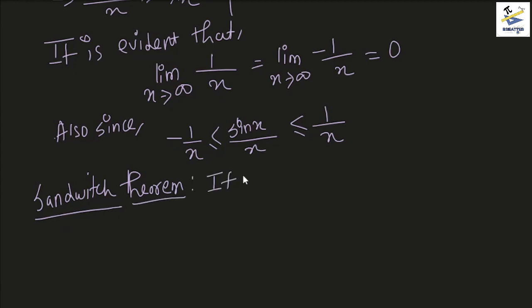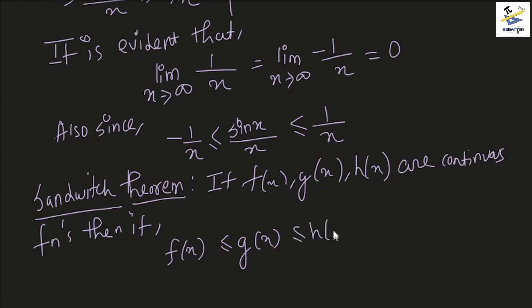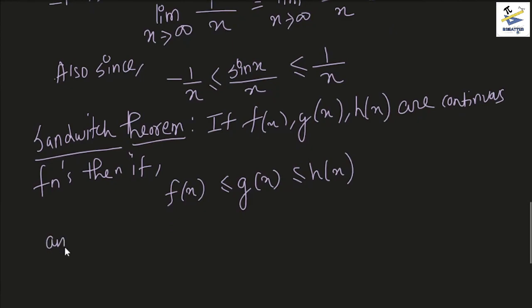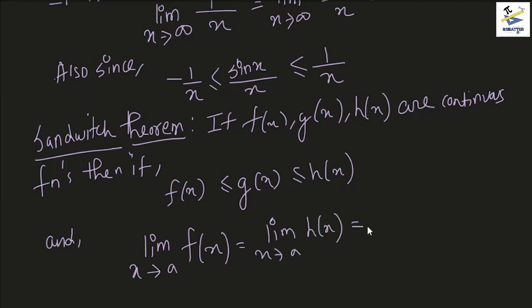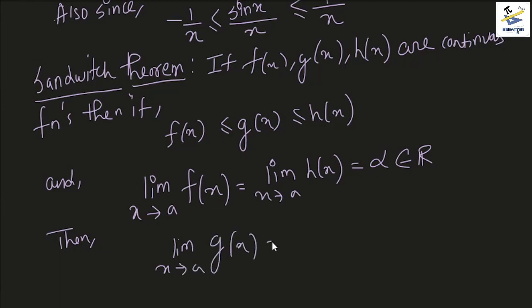It says that if f(x), g(x), h(x) are continuous functions, then if f(x) is less than or equal to g(x) is less than or equal to h(x), and the limit as x tends to a of f(x) equals the limit as x tends to a of h(x), and both of them are equal to some alpha where alpha is a real number, then the sandwich theorem states that the limit as x tends to a of g(x) must also be alpha.